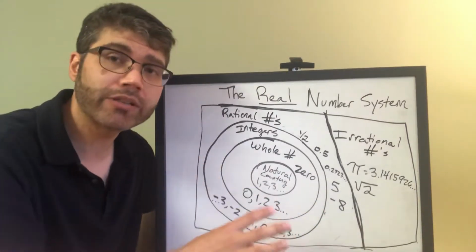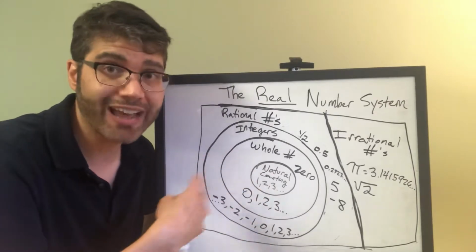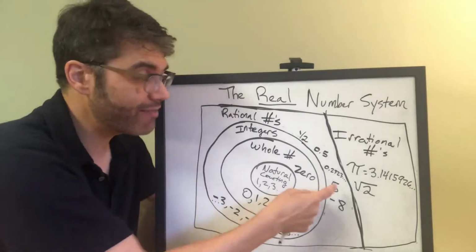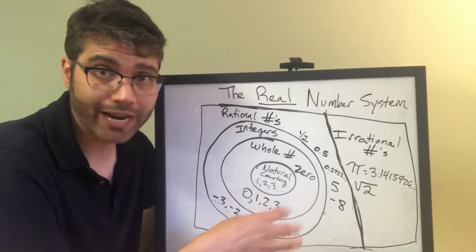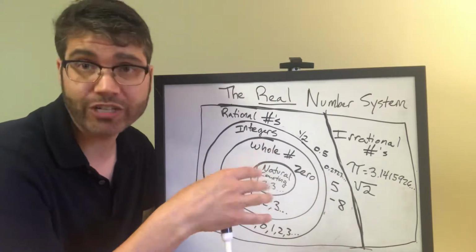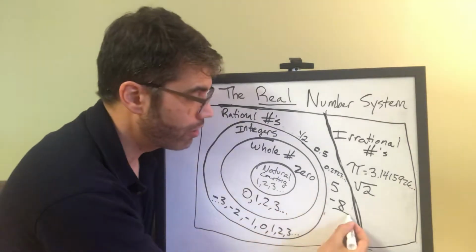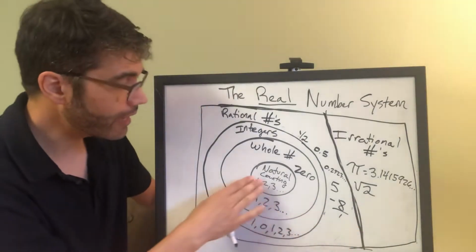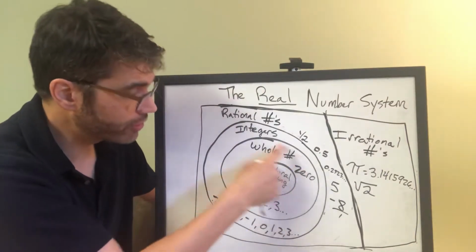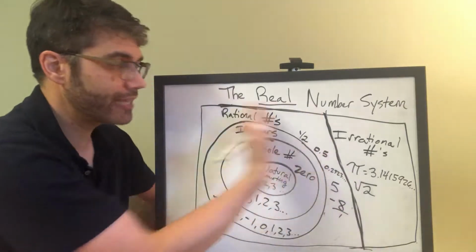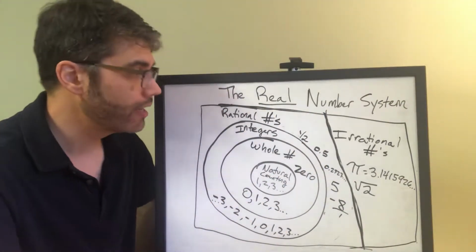Remember, any number that you can rewrite in fraction form or ratio is considered a rational number. So 5 is a rational number because you could write it as a ratio, or a fraction, 5 over 1. -8 could be written as -8 over 1. So remember, everything in these smaller circles are included in the larger set of rational numbers.